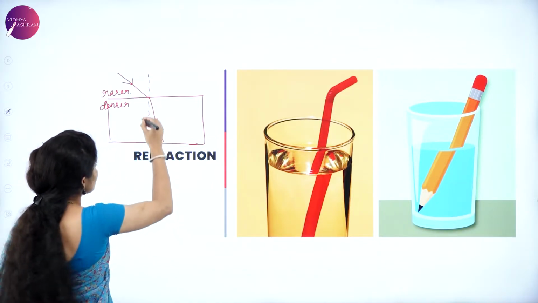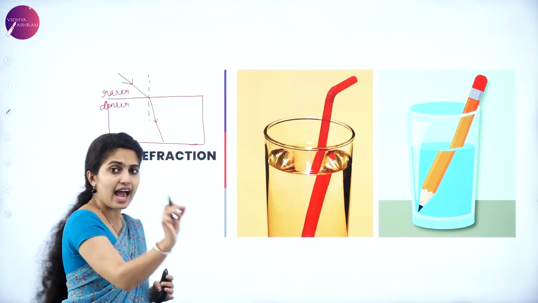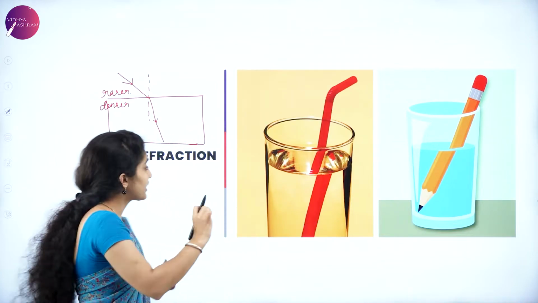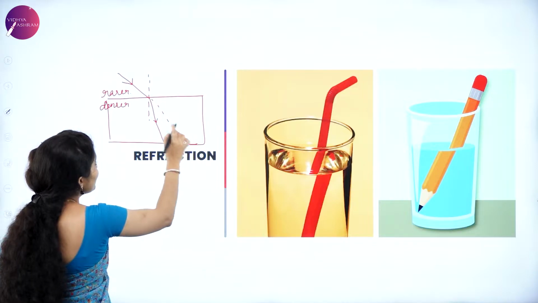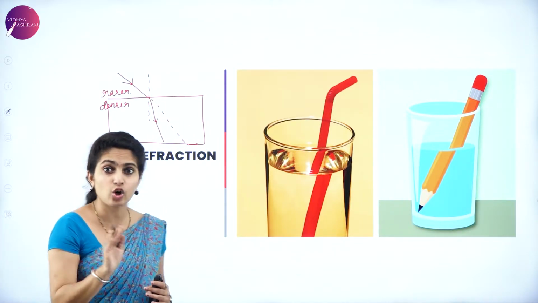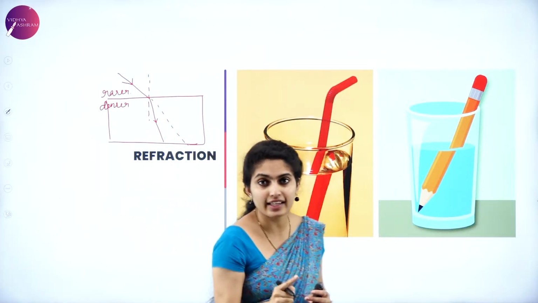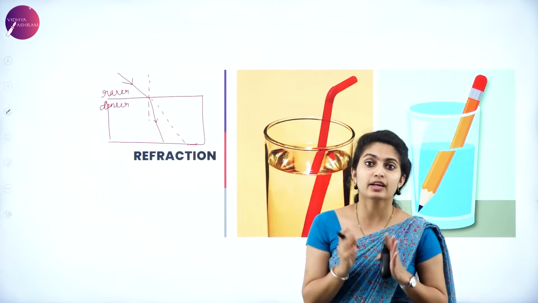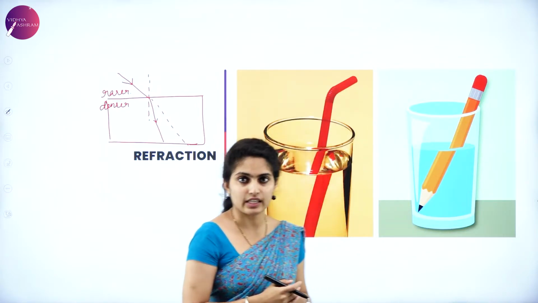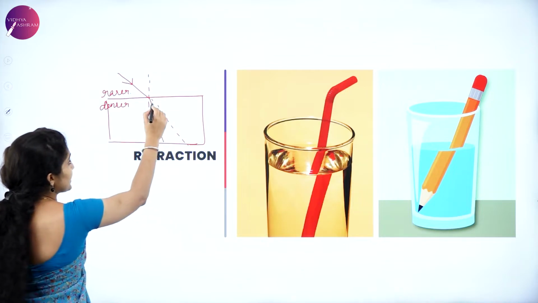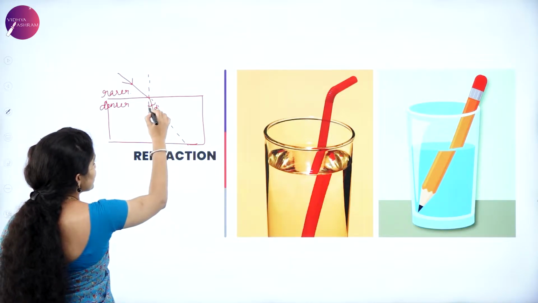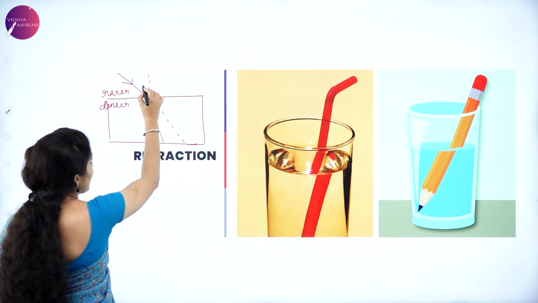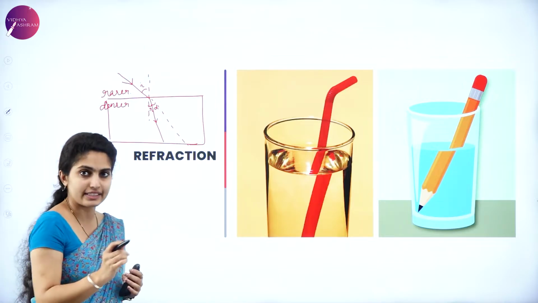Okay. So the exact original path can be drawn with this dotted line. This is the original path of it, but it has not followed the original path. It has taken some other, different path by deviating itself. So this angle is said to be the angle of deviation, and between the normal and the refracted ray, it is said to be the angle of refraction, and this is the angle of incidence.